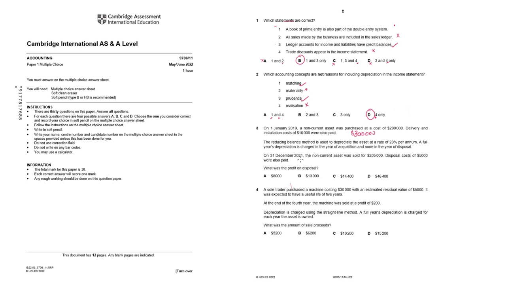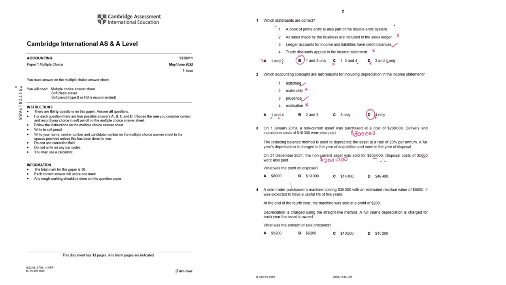On 31st December 2021, the non-current asset was sold. Disposal costs were so much. So if it is sold for 205,000 and the disposal cost is 5,000, the net price that you receive for the disposed asset is 200,000. What was the profit on disposal?